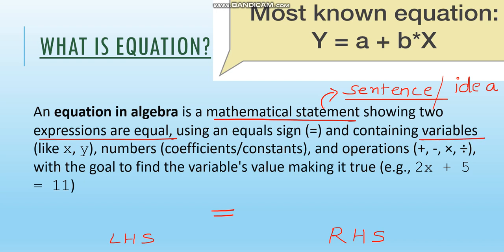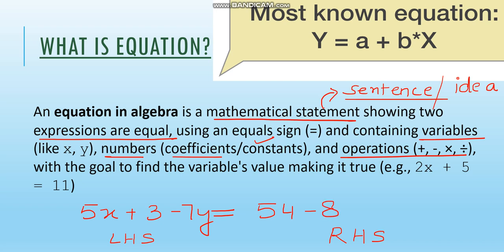Is it mandatory for it to have only one variable? No, it can have one variable, two variables, five variables, as many variables as you want. It will have numbers. By numbers, we mean coefficients as well as constants. And it can also have operations. Let's take an example. 5x plus 3 minus 7y is equal to 54 minus 8x plus 2y.